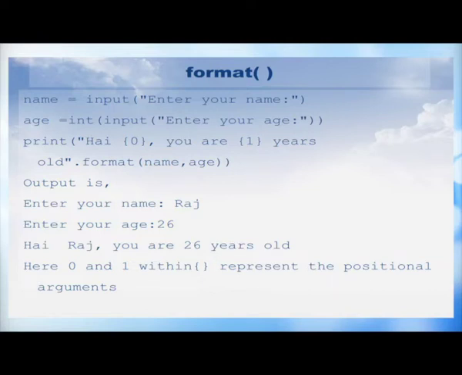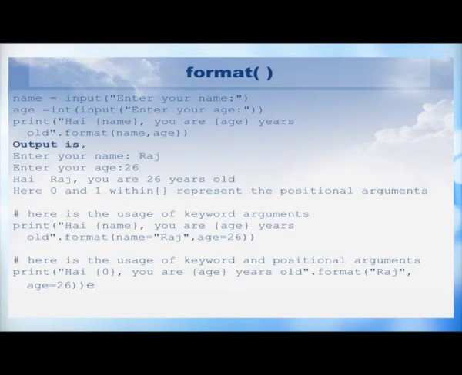So, when we run this program, suppose the input is Raj and age is 26. Curly braces 0 will be replaced with name and 1 within curly braces will be replaced by age. So, here 0 and 1 within curly braces represent the positional arguments. Here we can see one more example of using these positional arguments along with keyword arguments.